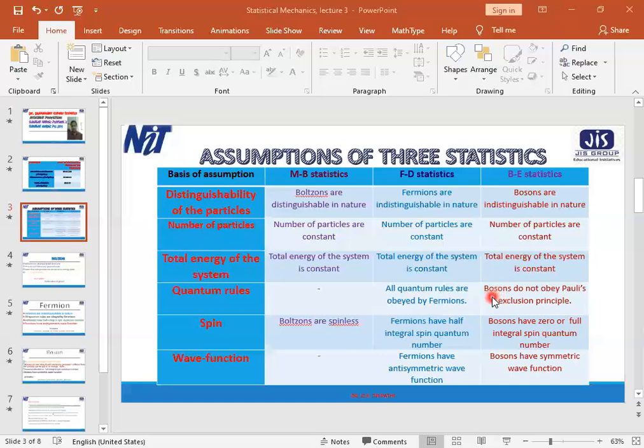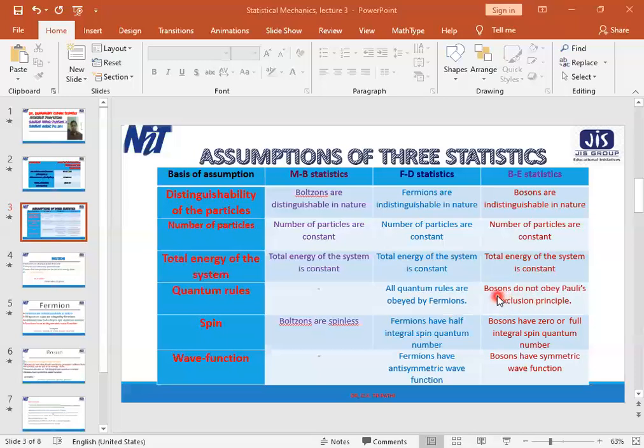So he was a very good scientist. He did his MSc from Presidency College, and after that he did some research work at Calcutta University, and later on he joined Dhaka University. At Dhaka University he was trying to publish this paper. He wrote the paper when he was at Dhaka University.